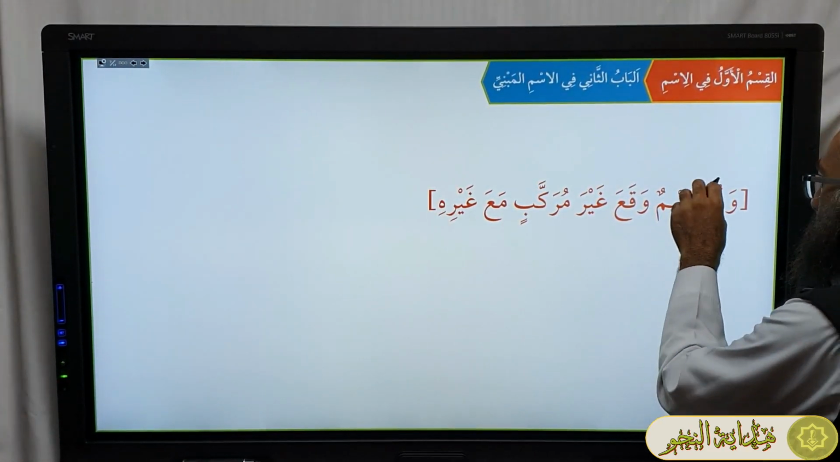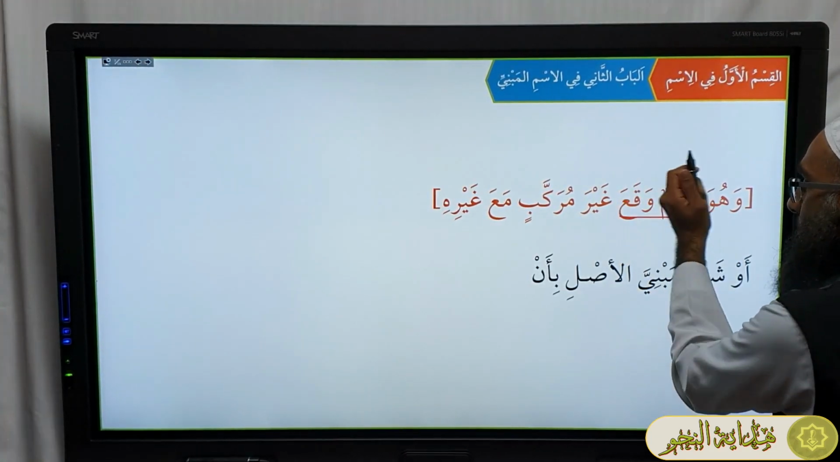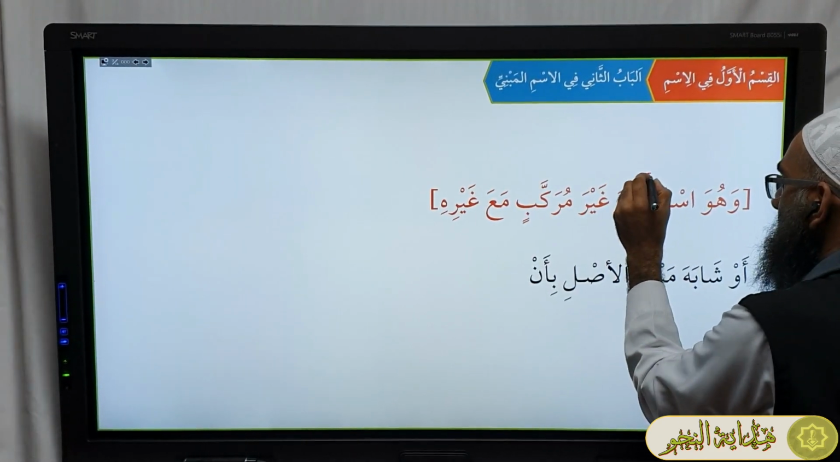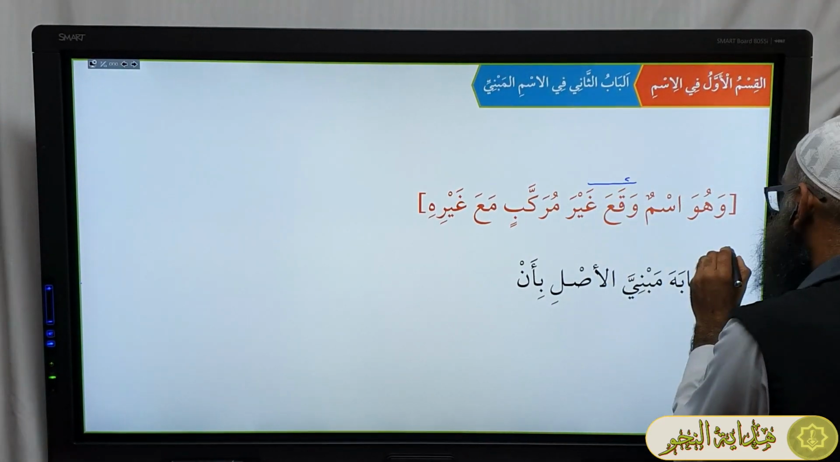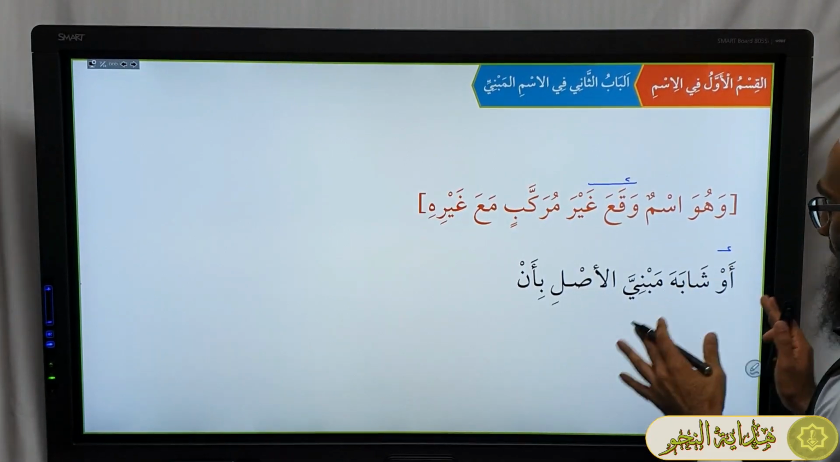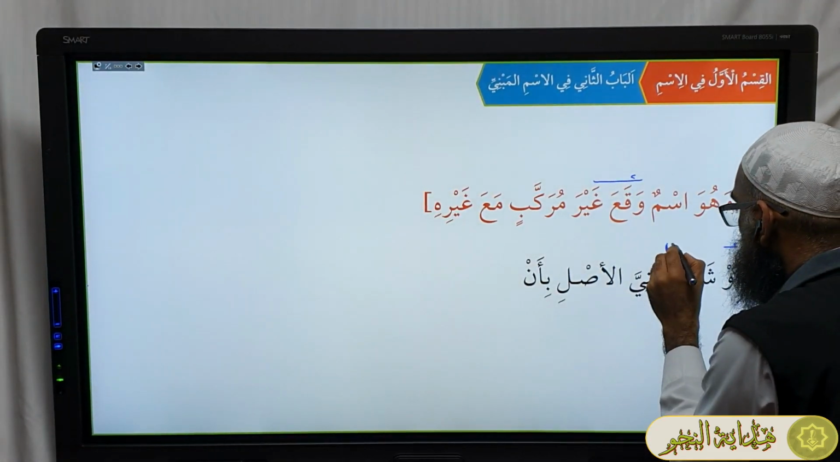But anyways, this is where the real thing starts from here. So the first one is, mabni is, ismun waqa'a ma ghayrihi aw. So ismun, ma'tuf alayh, a noun which either this or this. Aw shabaha mabni al-asli. Shabaha, resembles.